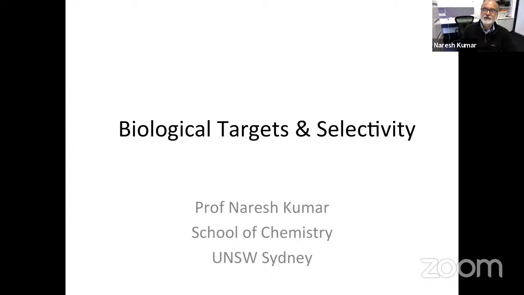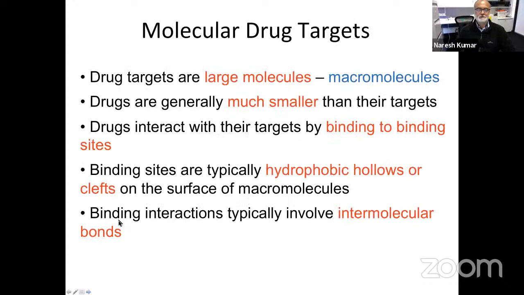And selectivity is very important. Because if you take a drug and it binds everywhere, then you're going to have a lot of problems, because you won't have any selectivity. For example, if we take a pill for the headache, it might cure the headache, but it also might cause something else, which we don't want. So we need to have a selective drug. Selectivity is very, very important. Now let's look at biological targets. What kind of biological targets are out there?